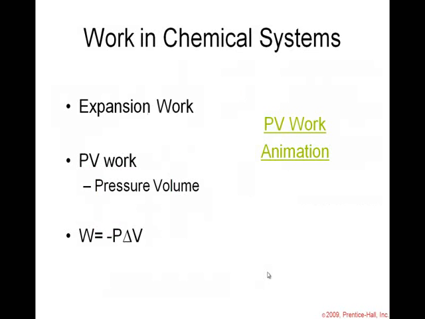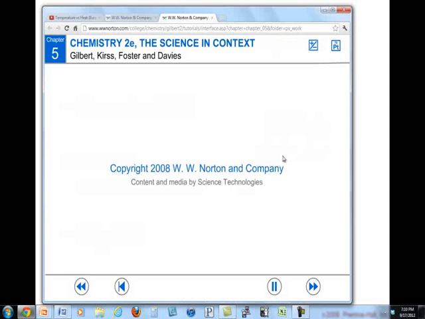Okay, so when we look in chemical systems, most of the energy changes come from heat, as you can imagine. But there is some work done, and that work is called expansion work. The only time work is done in chemical systems is when we have expansion work, and it always involves gases, and we call it PV work, pressure-volume work. And the formula is work is minus P delta V. Let's just take a quick peek at this animation here for pressure-volume work.